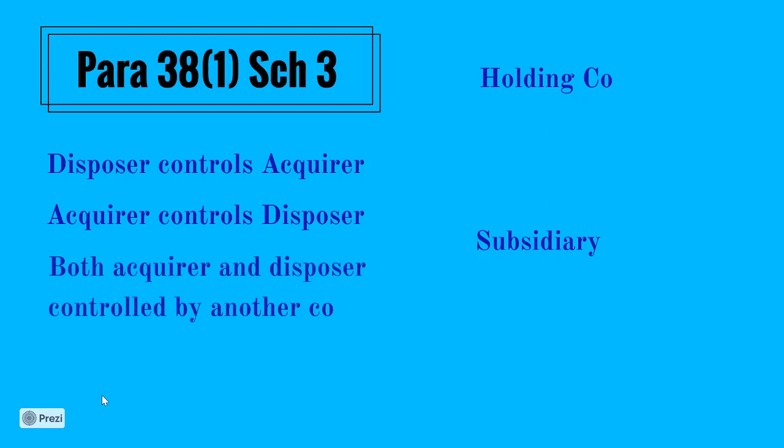Now the third case is like this. Both the acquirer and disposer are controlled by another company. Just imagine in the diagram, you have a holding company that has 2 subsidiaries called subsidiary A and subsidiary B. Now let's say subsidiary A disposes to subsidiary B. So who is controlling who? The disposer and the acquirer are both controlled by the holding. So that's why in the exam, when you're asked to explain control sale, you do need to identify which of these para 38(1) situations is applicable in the case.